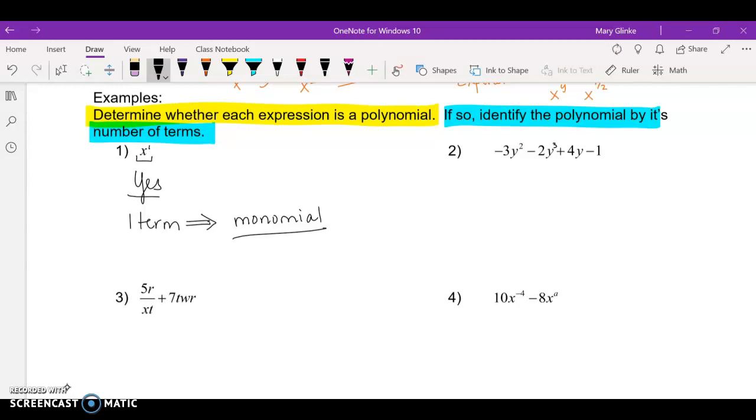So for number 2, first, is this a polynomial? So we look at each of these different terms and we ask ourselves, do we see any negative exponents? No. Do we see any fractions where the variable is in the denominator? No. Are all of our degrees a whole number? Yes. So this is a polynomial. Then identify it by its number of terms. This has 4 terms. So since we don't have something to classify it if it has 4 terms, we call that a polynomial.